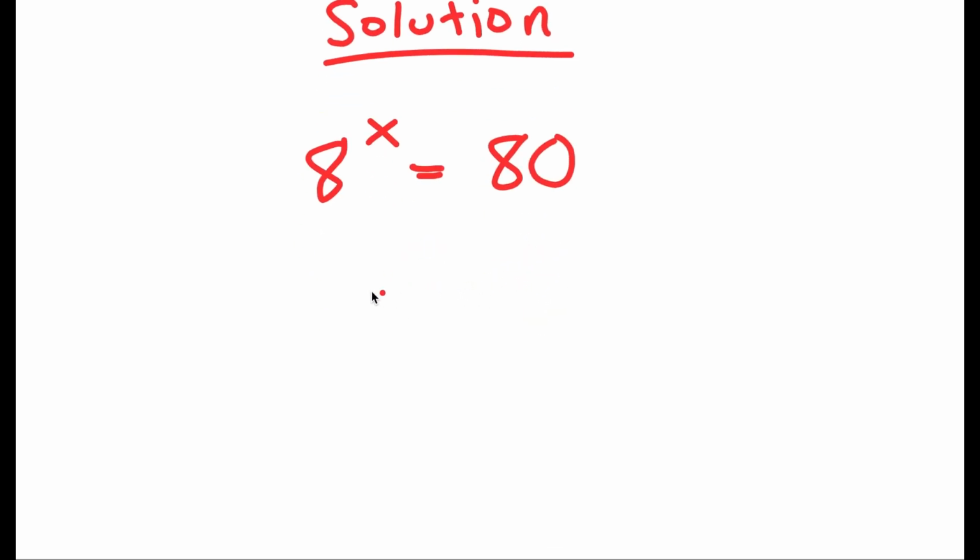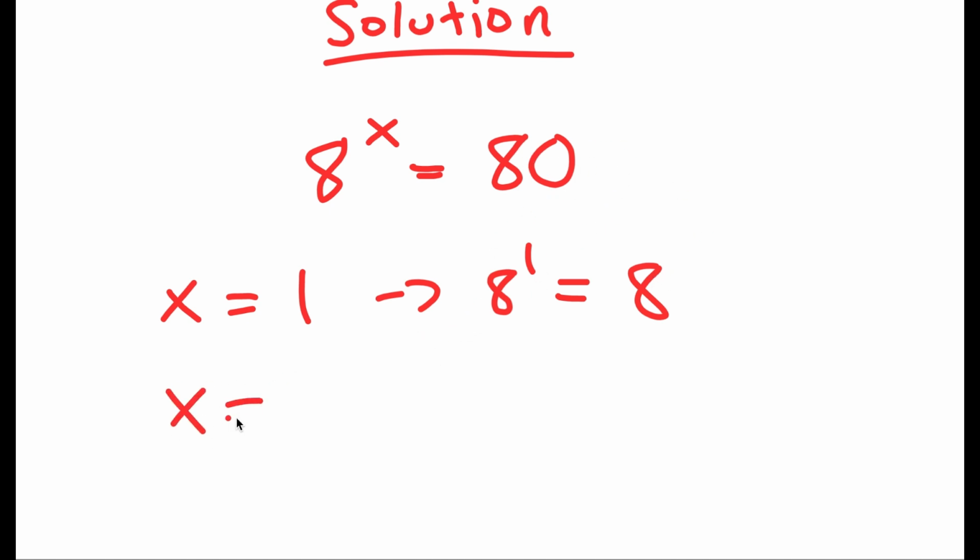Now, before we even start solving this equation, let me test out a couple of values. So when x equals 1, this means that we have 8 to the power of 1, which is equal to 8. And this is obviously not equal to 80. So now I'm going to test out x equals 2. When x equals 2, I have 8 squared, which is 64.